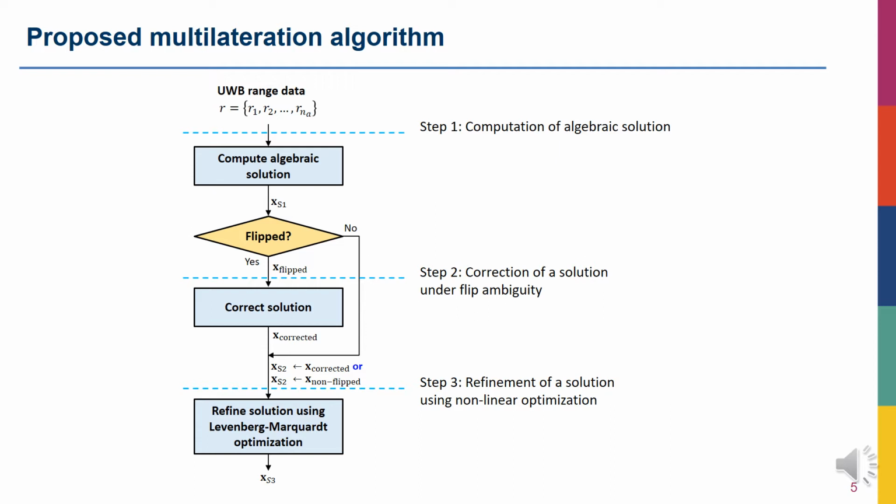The proposed multilateration approach consists of three significant steps. First, given a set of range observations and known positions of anchors, the position XS1 of the UWB tag is algebraically estimated. In step 2, XS1 is corrected if it is considered flipped. This correction is made by symmetric reflection of XS1 with respect to the plane formed by the anchors, resulting in XS2. In the last step, XS2 is refined to XS3 via nonlinear optimization.